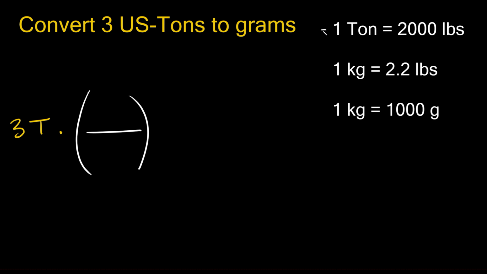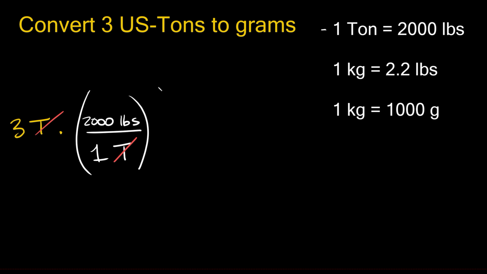Well, it'd be this first one right here, right? 1 ton is equal to 2,000 pounds. So again, we want 1 ton on the bottom and 2,000 pounds on top, all right? The reason we want the same units on opposite sides is so they can cancel out. Okay, so as you can see, all we're left with now is pounds. But again, we're trying to convert it to grams, right? Not pounds. So let's keep going.